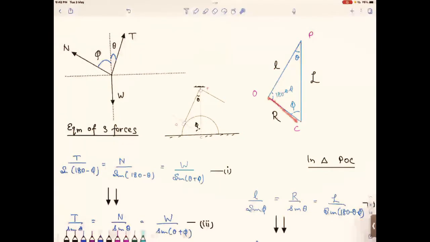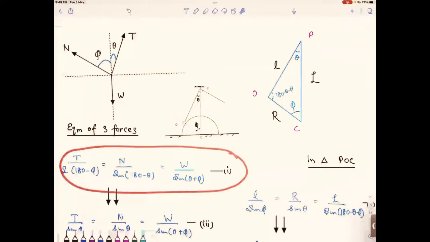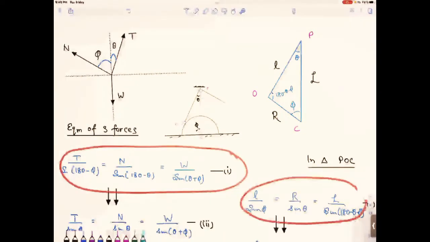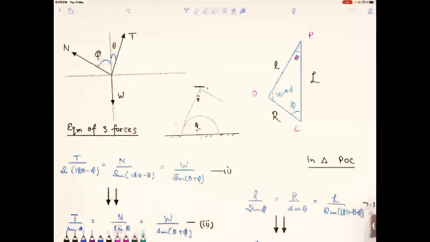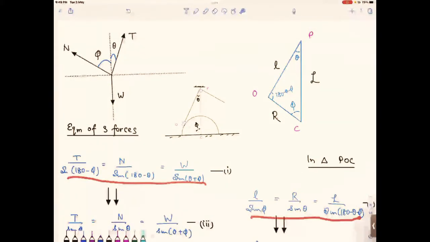And the third side is the radius, R. So the third side of the triangle is R, and it goes like the side divided by the sine of the angle opposite to this particular side, that is theta. So here we have two equations, one from the equilibrium equation, the laws of motion, and one from the properties of the triangle. You can see the angles theta, phi, 180 minus theta minus phi. You can check the denominators, they are actually the same.